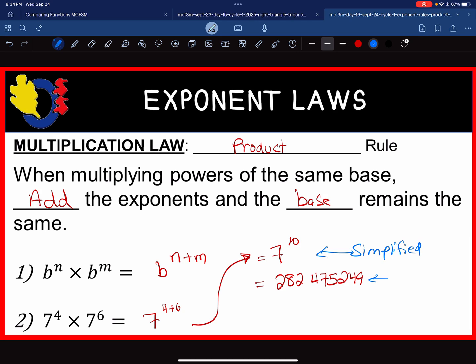So the first one, this is simplified, and the second example, when we plug it into the calculator, that's evaluated. Just so you know the difference in the terminology on a test. If it says simplify and evaluate, you need to perform both operations.